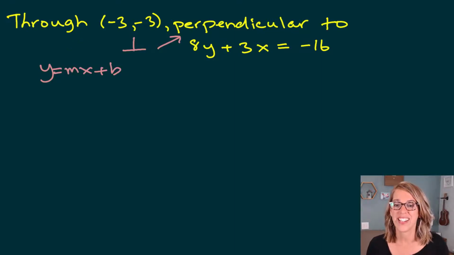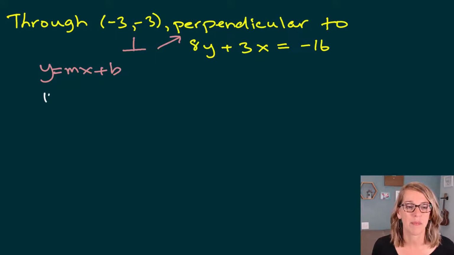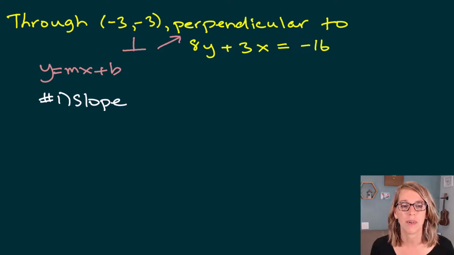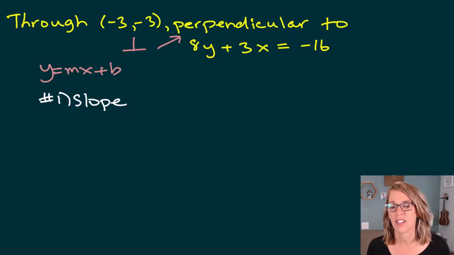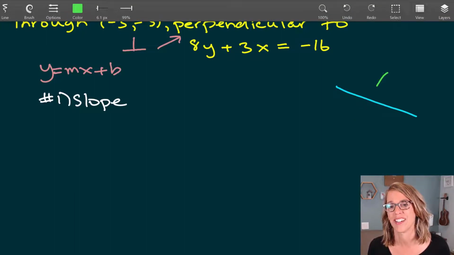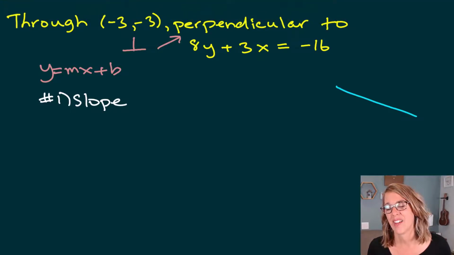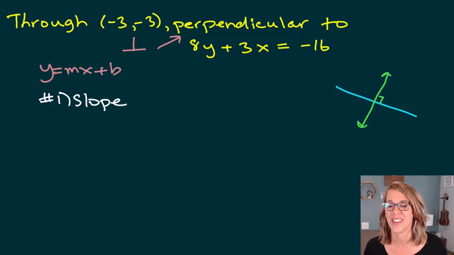But the first thing that I need is slope. So step number one is my slope. Now, to be perpendicular, if I were to draw two perpendicular lines here, they're going to cross at a square angle. To have two perpendicular lines, they need to cross at a square angle. That's supposed to be a 90-degree angle there.